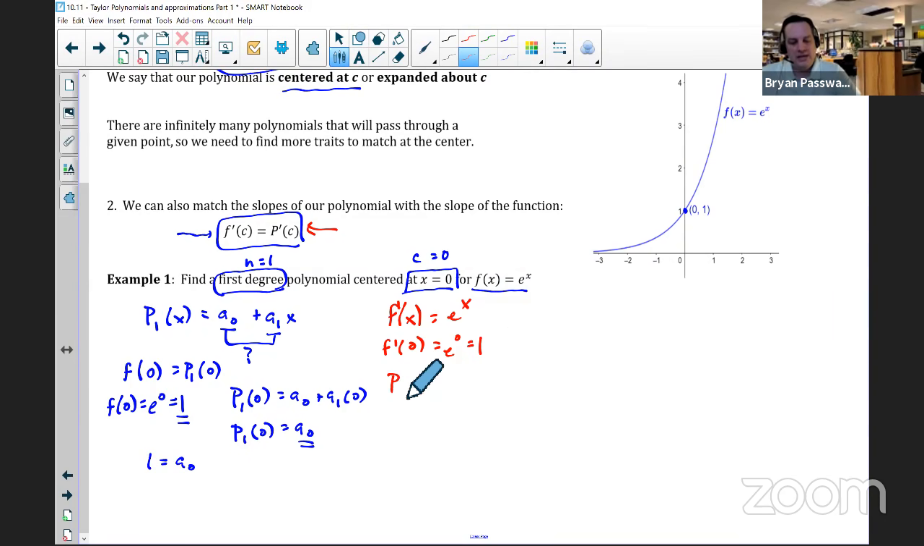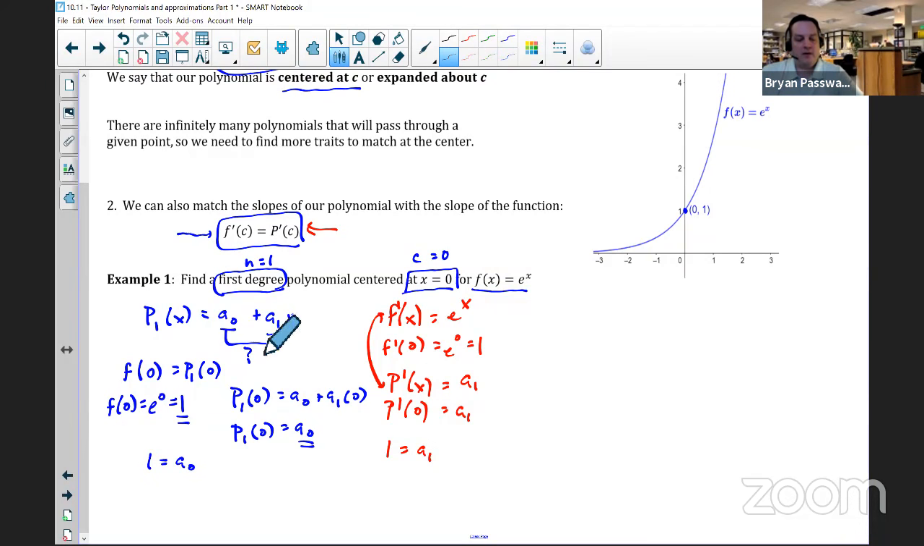And then I need to find p prime of x as well. Remember, we're trying to match up their derivatives. And so I took f's derivative and plugged in 0. Let's take p's derivative. Well, if p is a sub 0 plus a sub 1 x, the derivative of a sub 0 is a number. That's just going to go away. And a sub 1 times x, that derivative just becomes a sub 1. It's just the constant in front, right? And so p prime of 0 is just a sub 1. We plug 0 in for x. There is no x, so we just get whatever constant is there. And those two answers have to match up, right? We're cloning these ideas, we're pairing them up, which also means that a sub 1 is also 1.